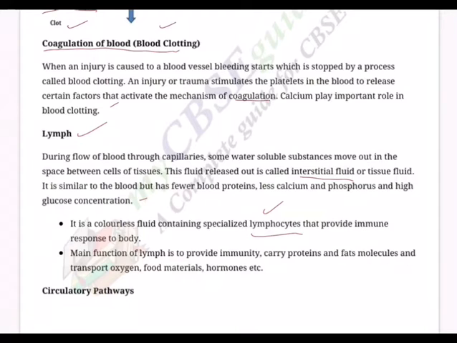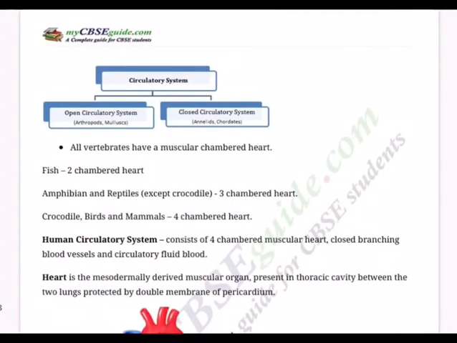The lymph has lymphocytes, which are again a type of soldiers, a type of WBC, which will fight and protect our immune system. The main function of lymph is to provide immunity, carry proteins and fat molecules, and transport oxygen, food materials and hormones. Lymph compared to blood is in a small quantity, and its main function is to provide immunity for the person. So next we go to circulatory pathways.